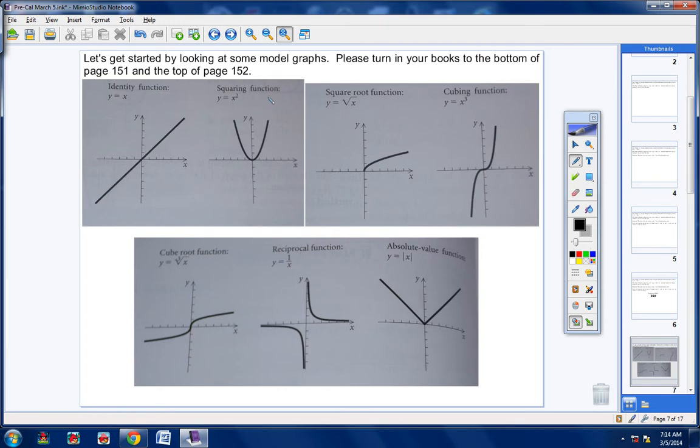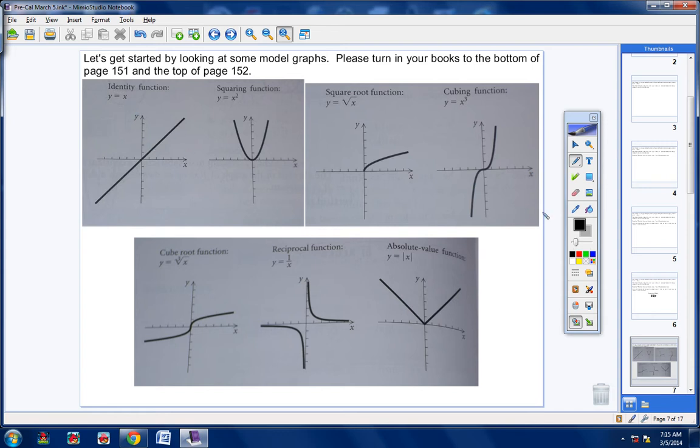We need to get started by looking at some model graphs. So please turn in your books to the bottom of page 151 and the top of page 152. And if you don't want to turn there in your books, that's fine. But at least make note in your notes that the graphs on the bottom of page 151 and the top of 152 are very important, okay? You need to be very familiar with these. If not, basically memorize them. You need to know them, and they're really easy.